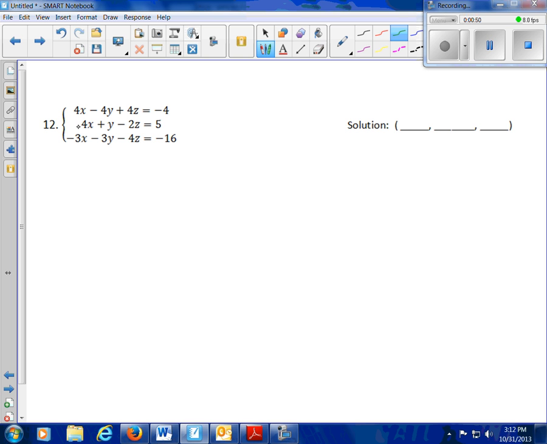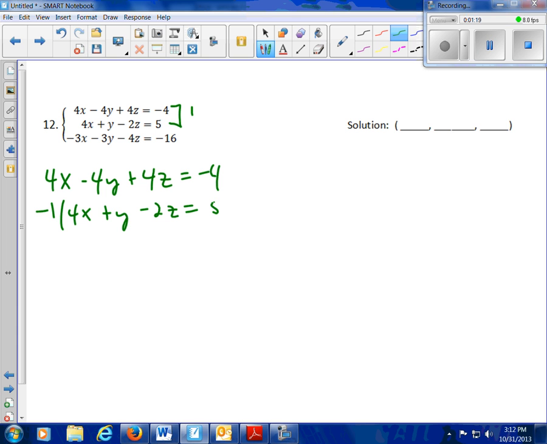So let's go ahead and multiply one of these equations by -1 to make opposite signs in front of the 4x. So for step number 1, I'm going to take the top equation and the middle equation. I'm going to multiply one of those by -1 so that I can then get a -4x in one of those equations so that they cancel out.